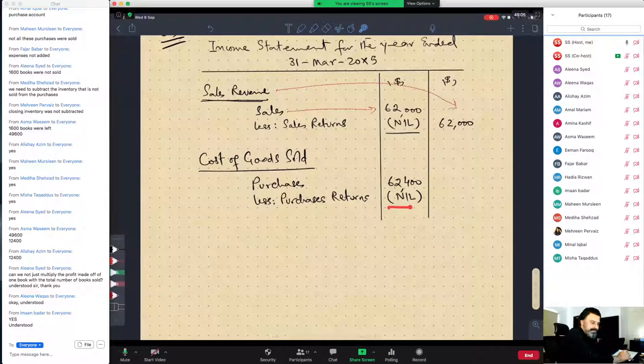I could have skipped it because in this question, we don't have any sales returns and purchases returns, but this is only for your reference. Do we understand that we need to subtract returns from the parent value? Sales returns are going to be subtracted from sales, and purchases returns are going to be subtracted from the purchases account. Give me your feedback on the participants window, please.